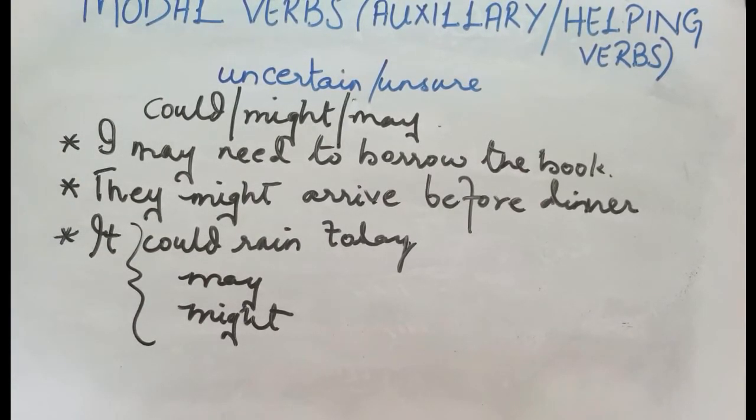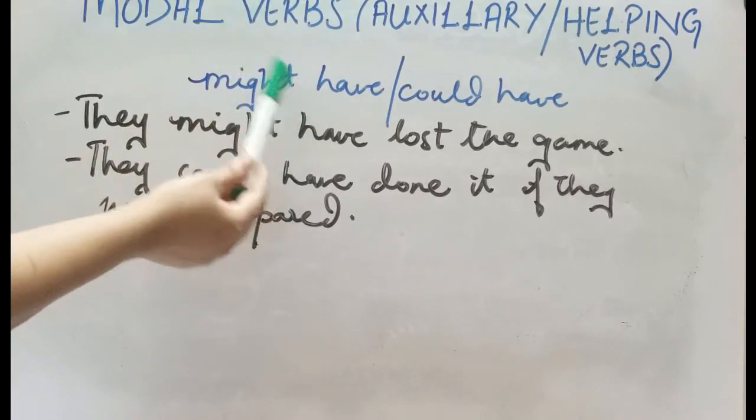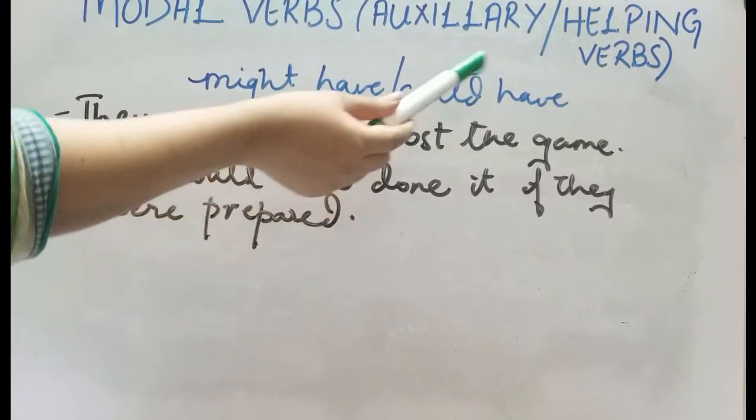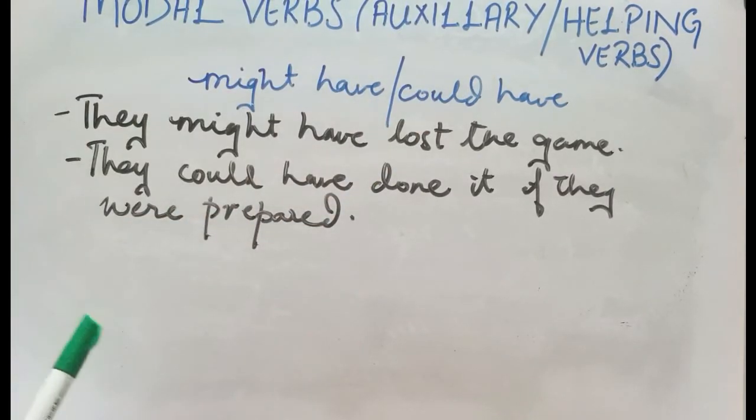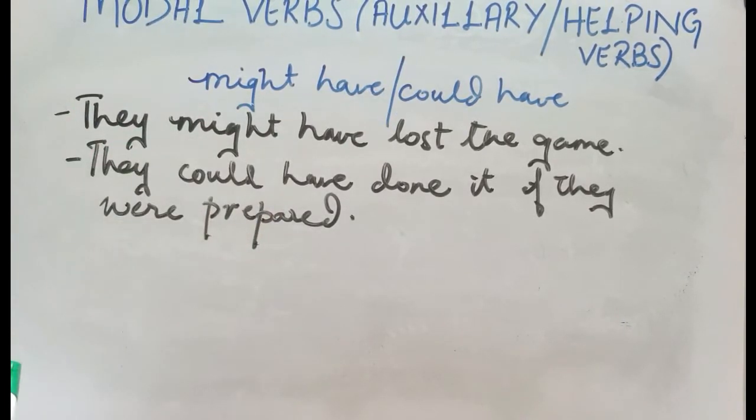Again, when you are going back in time, you're going to use might have and could have. Okay, when you are in your past, when you're going back in your past, you are using the term or the modal verb might have or could have. The examples I've mentioned over here, they might have lost the game. So see, I'm using the term might have over here because I know that they were not so prepared about the game, so that is why they might have lost the game.